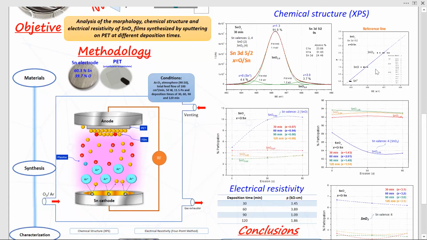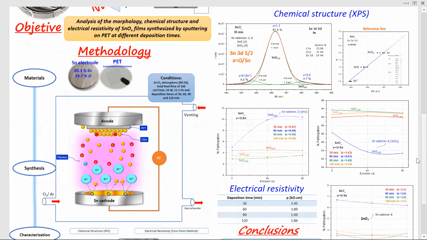The first chemical state has an orbital energy of 484.8 electron volts, which is located on the reference line and can be seen to correspond to an X of 0, or metallic tin. The state with the highest participation has an orbital energy of 486.2 electron volts. It was assigned to an X of 1.3 with 91% of participation. The third chemical state has an orbital energy of 488 electron volts that corresponds to an X of 3.